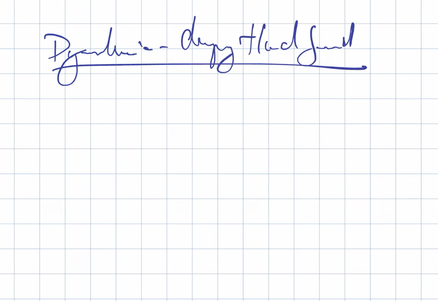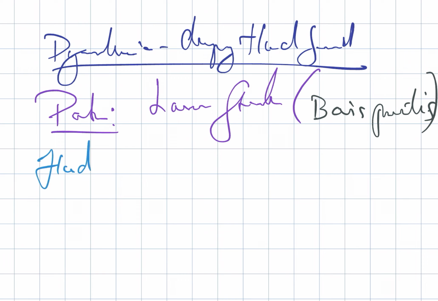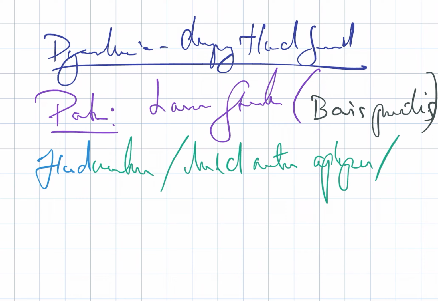Lastly, looking at the dysarthria and the clumsy hand syndrome. So in such a case, the pathology, there is lacunar stroke, and this is at the basis pontis, and the presentation is there is hand weakness, there is mild motor aphasia, and there is no sensory abnormalities.